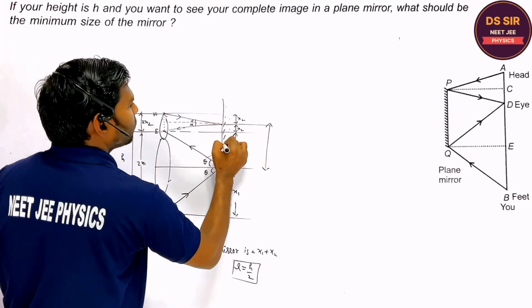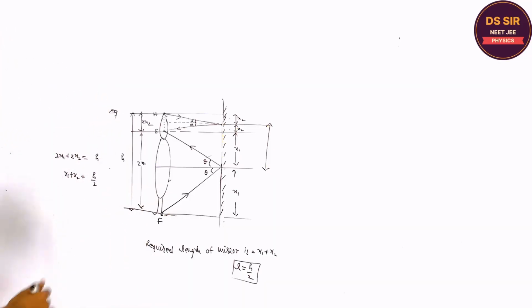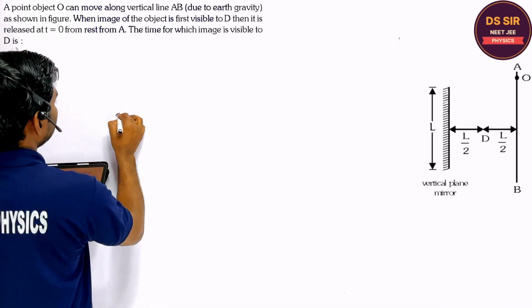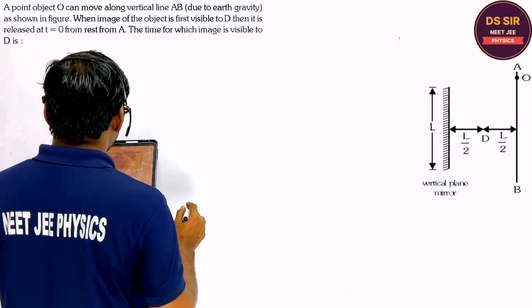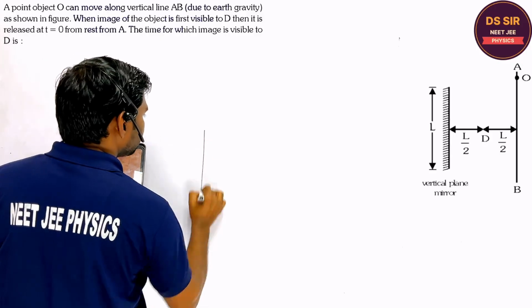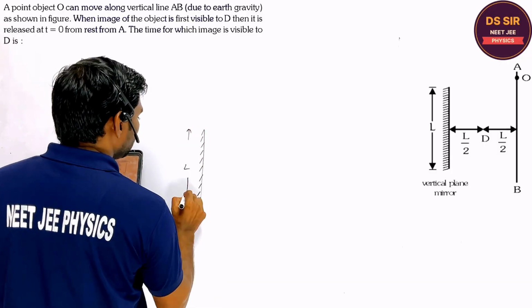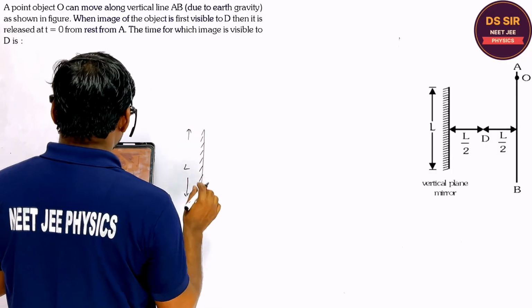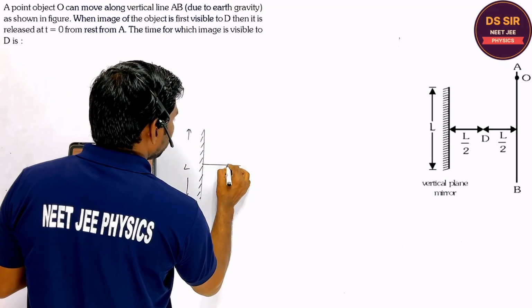You understand this question? Varsha, please tell. Right? Copy this. Read this question. A point object O can move along the vertical line AB as shown in the figure. What is the figure? This is the mirror, right? The length of the mirror is assumed to be L, and when the image of the object is first visible to D, this is the point D, right?